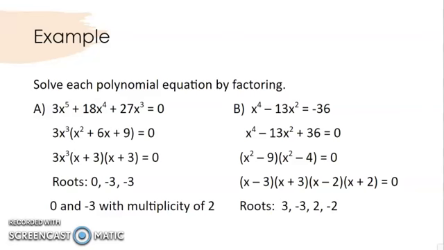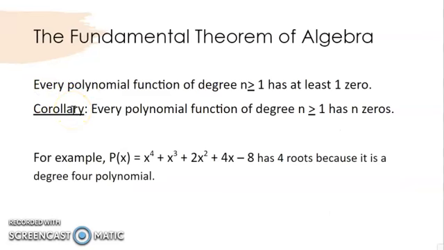Okay, let's take a look at the fundamental theorem of algebra. This sounds really important, right? The fundamental theorem of algebra says that every polynomial function of degree n greater than or equal to 1 has at least one zero. And the corollary says that every polynomial function of degree n greater than or equal to 1 has n zeros. So notice, if I have this polynomial, I know that it will have 4 roots or zeros, because that is a degree 4 polynomial. So I'm looking for 4 roots or 4 zeros.